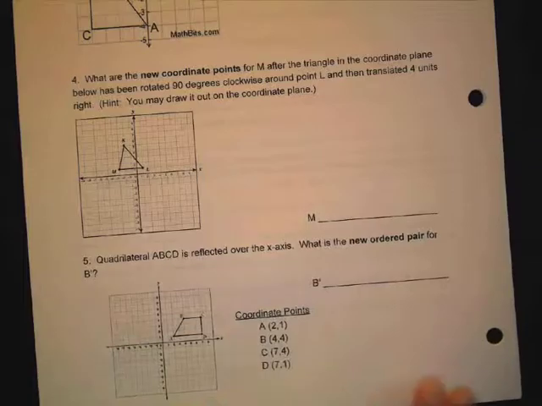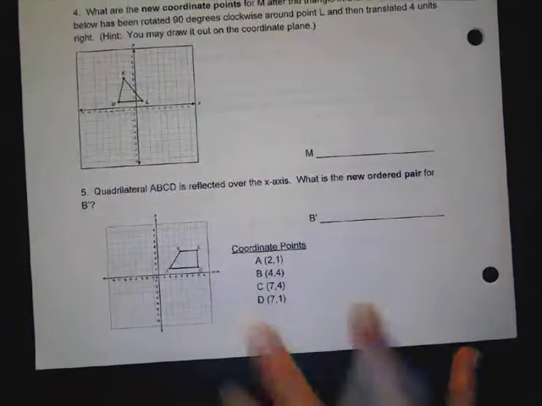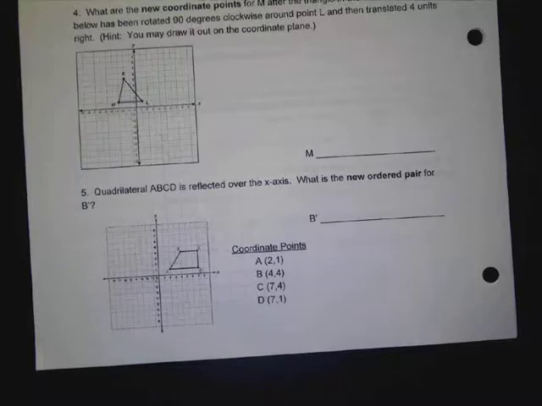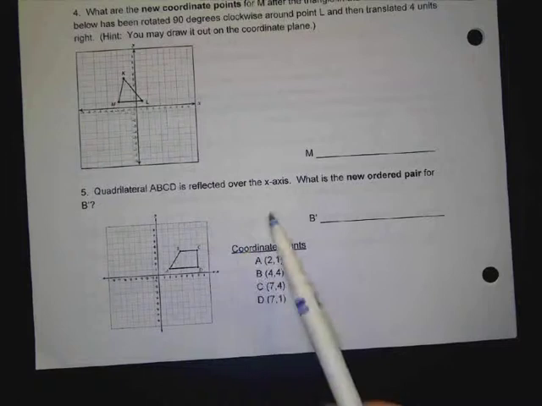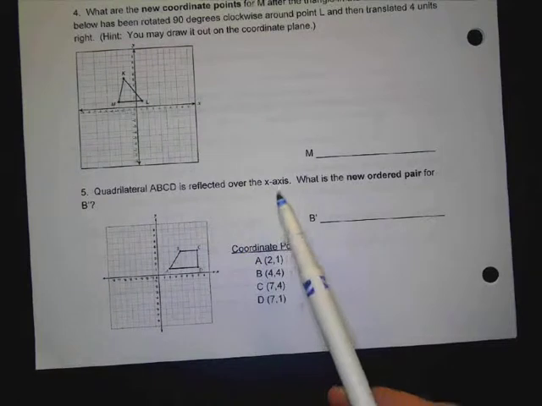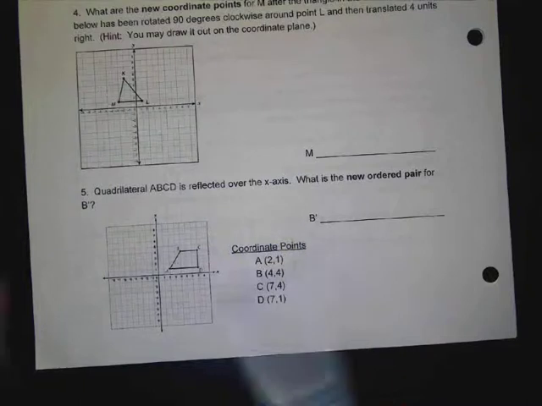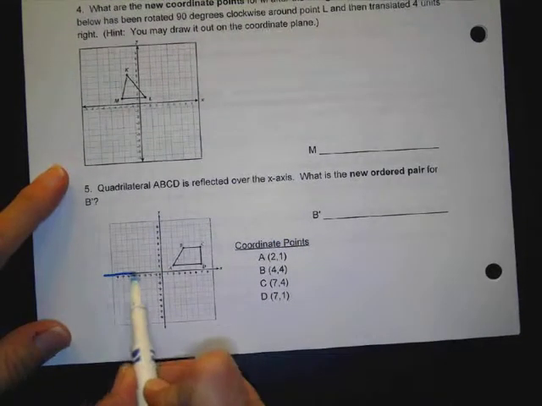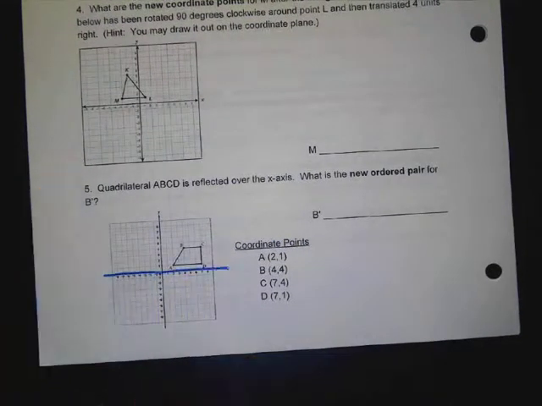That's my question. You already know? I did it. Hey, what was the rule for reflecting? If I'm reflecting over the x-axis, the x stays the same and the y changes to the opposite.